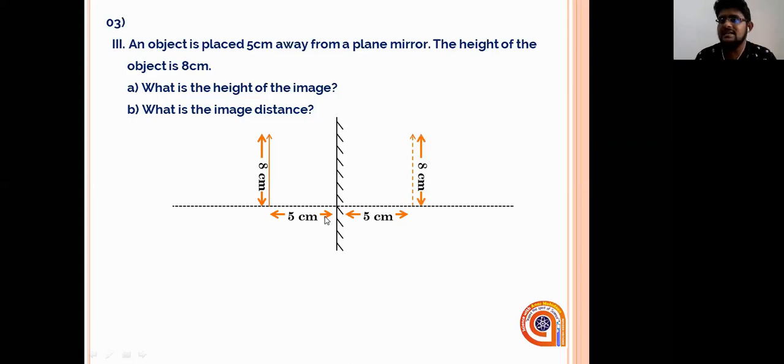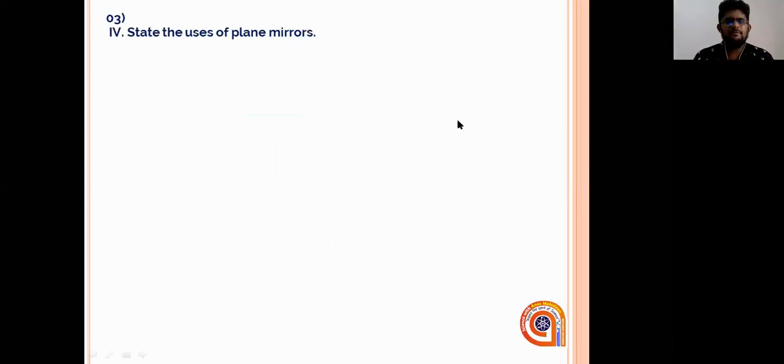And actually, this is not a complete ray diagram, because the question doesn't ask you to draw the ray diagram. It asks you only what is the height and what is the image distance. One more thing you can notice here, I have drawn the image in dotted form. Why is that? That is a virtual image. So the answer: the height of the image is 8 centimeters. The image distance is 5 centimeters. Question number 3, part 4.